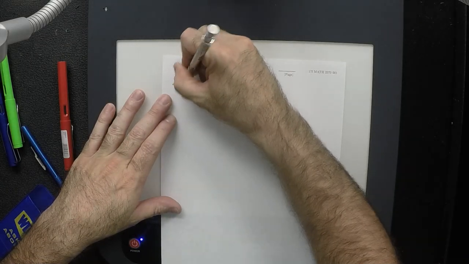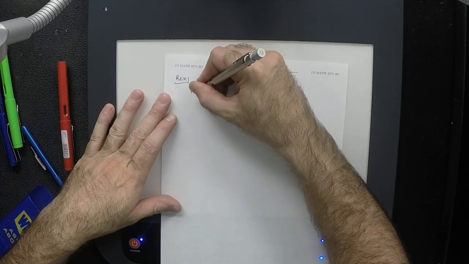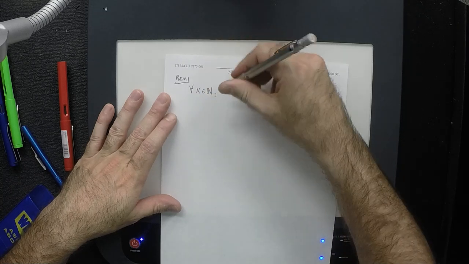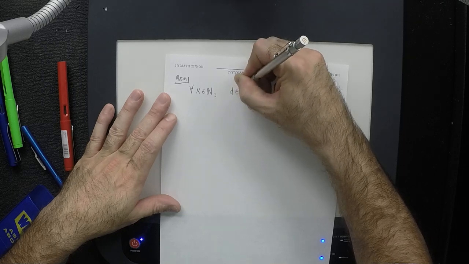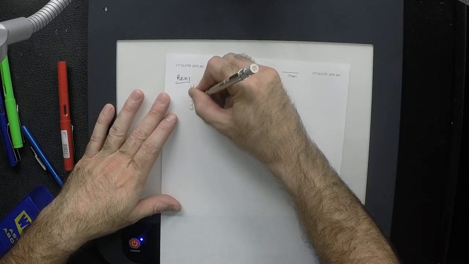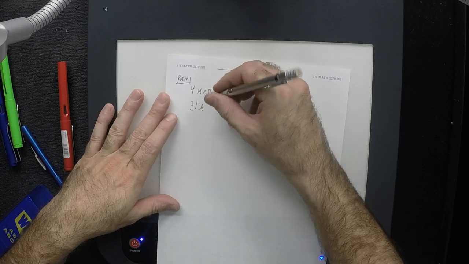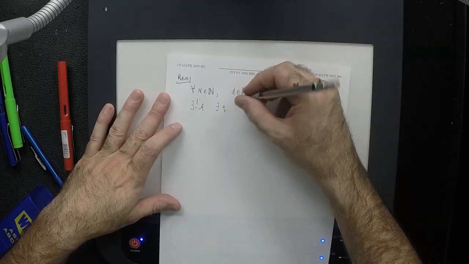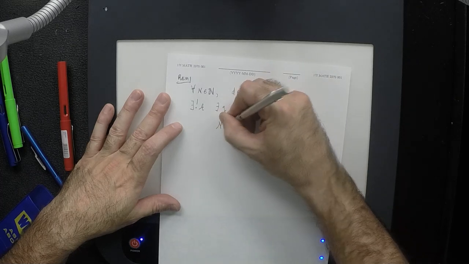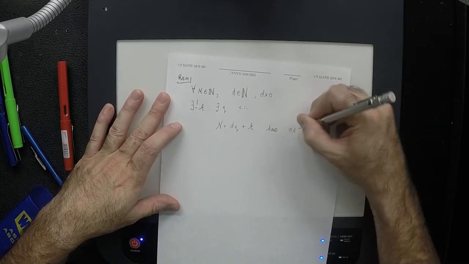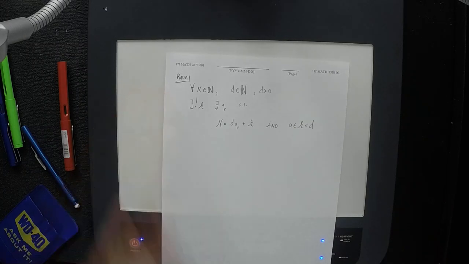So, to remind you, for all n in the naturals and d in the naturals with d more than 0, there exists a unique r, and there exists a q, which is possibly not unique, such that n is dq plus r, and 0 is less than or equal to r is less than d. So this is something we've already talked about.